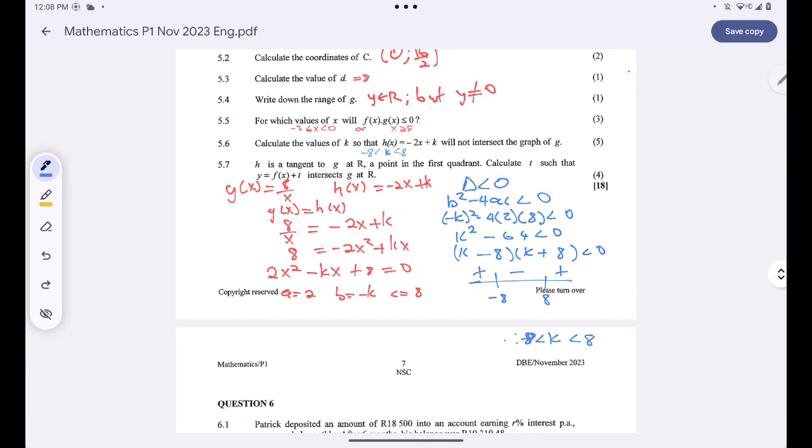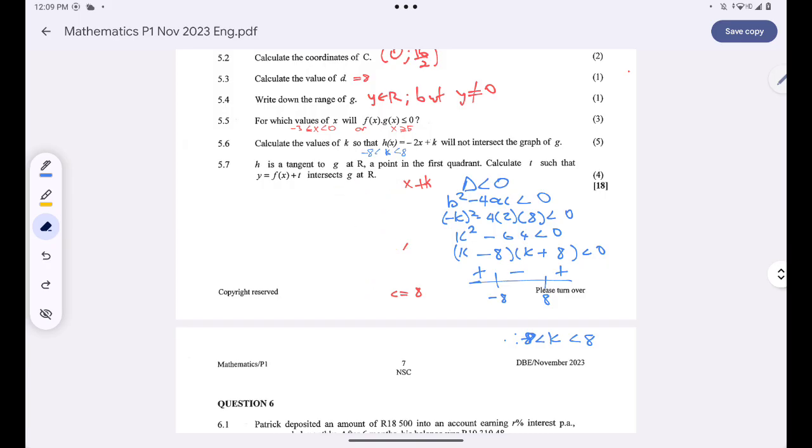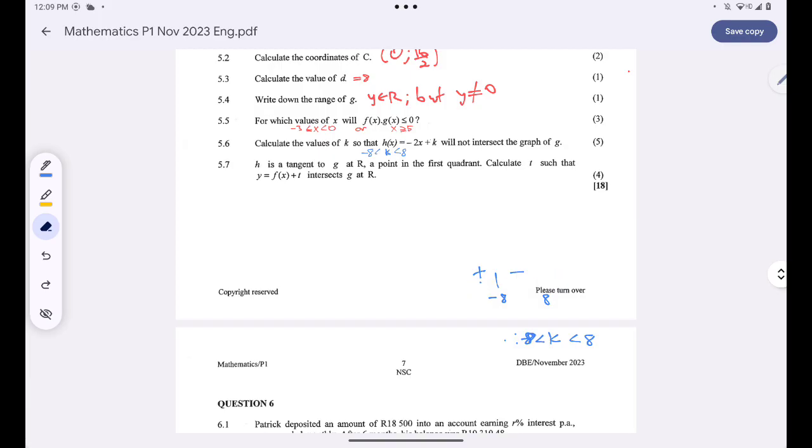Okay. I was told that h is a tangent. Okay, let me erase here so that I will write properly. I really hope that, guys, you are understanding. If you don't understand, please do raise your hand in the comment section. I got you.